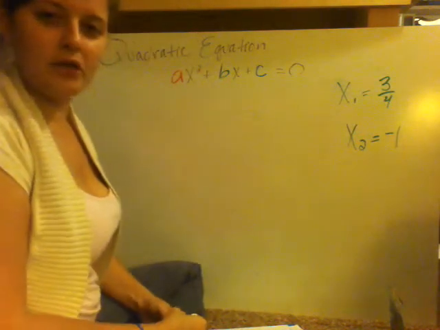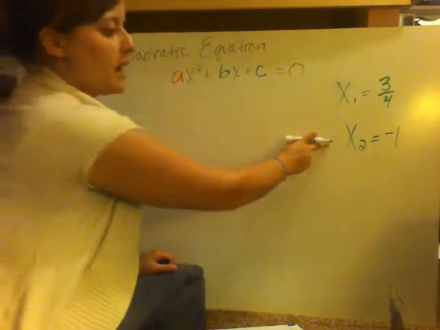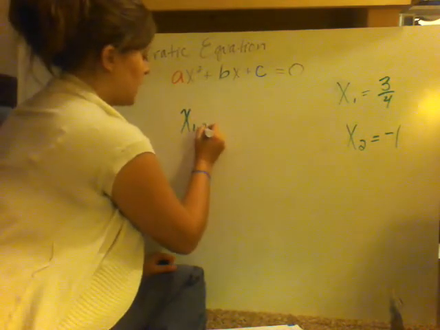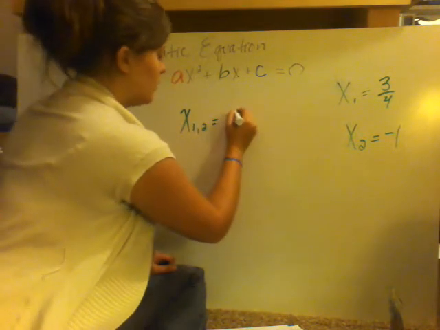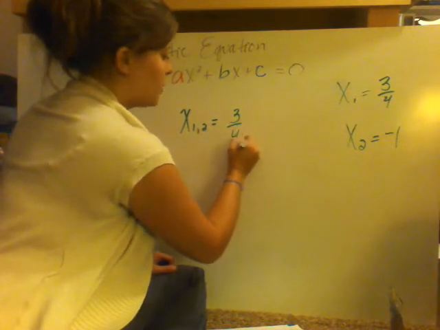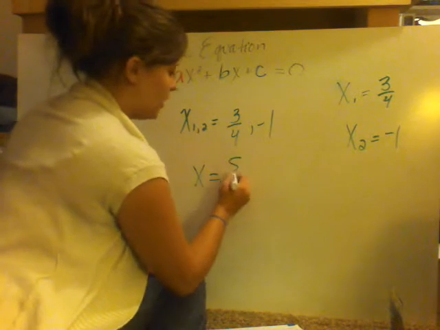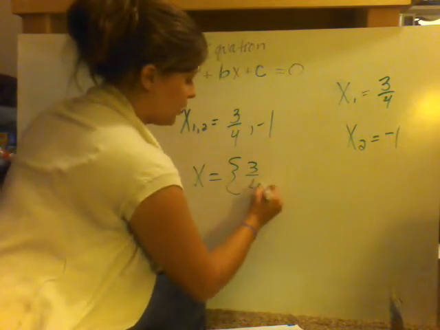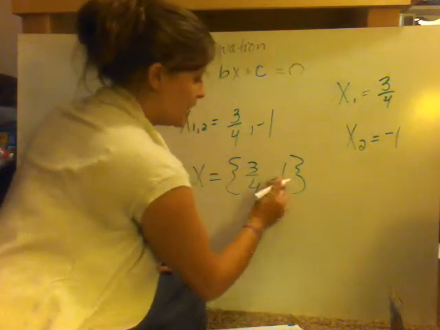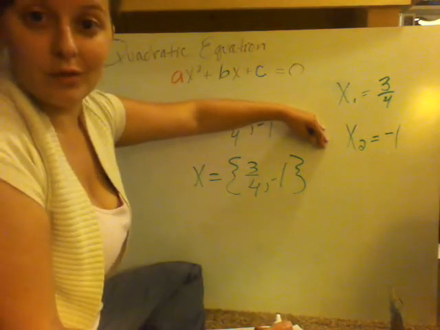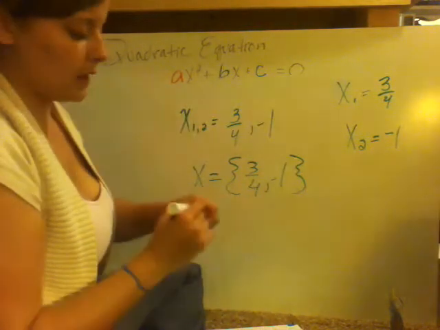Now, depending on who your teacher is, some people like to have you write it individually like this. Some people say x1, comma 2 is equal to 3/4, comma -1. Some people like x is equal to the quantity 3/4, comma, -1. It depends on your teacher. Just ask them. Some people just might want you to leave it like this and to circle it. That's how I would probably do it.